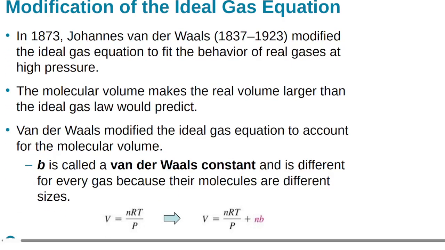So we have a modification to the ideal gas equation, a couple of different constants that help us account for this. We can solve the ideal gas equation where volume is equal to nRT over P, but we can add a constant according to whatever gas we have to correct for this deviation from ideal gas behavior. So our b is our van der Waals constant, and it's different for each gas because the molecules are different. So our ideal gas equation with a correction for the actual size of the gas particles is V equals nRT over P plus nb.